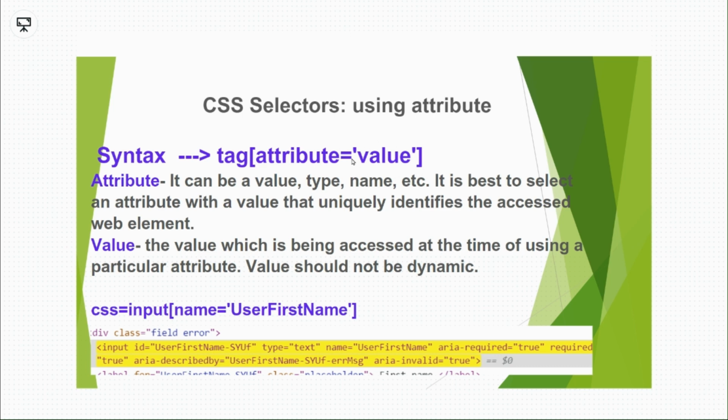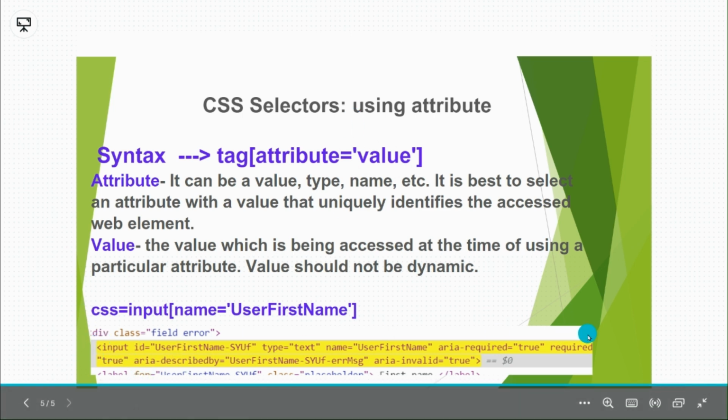and that value should not be dynamic, it should be static, so that it should be the same every time when you are trying to access that element. Otherwise, if the value keeps changing every time, it will not work. It might be possible that at the time of writing your script the value was something else, and when you executed your test case the value got changed. In that case it will not be able to find your element. So we have to make sure whatever attribute we choose, the value should remain the same every time.